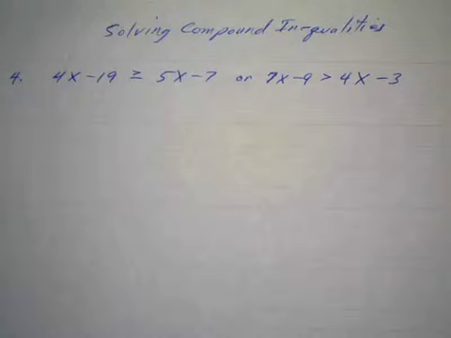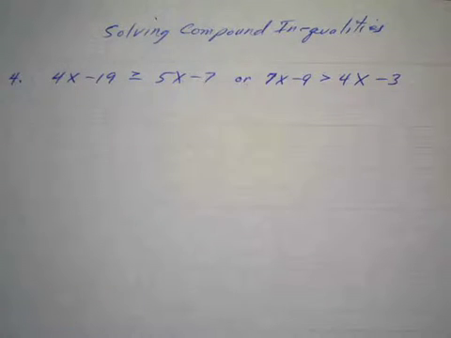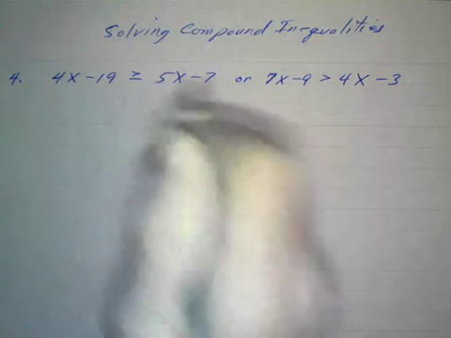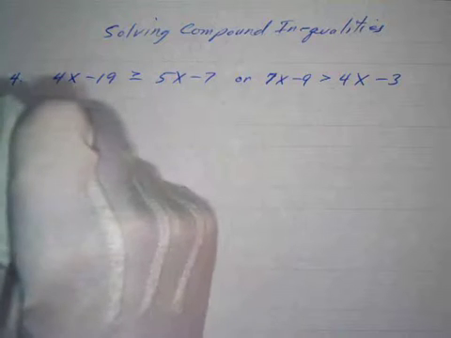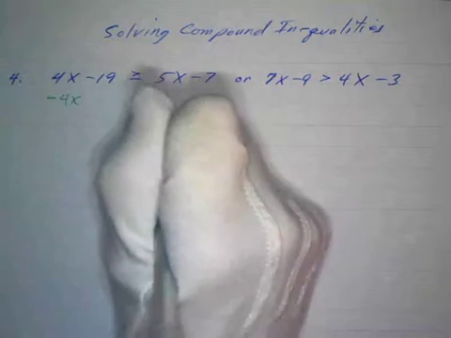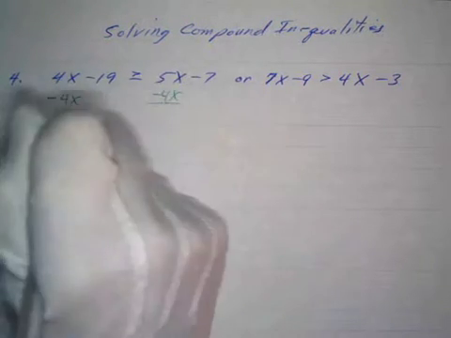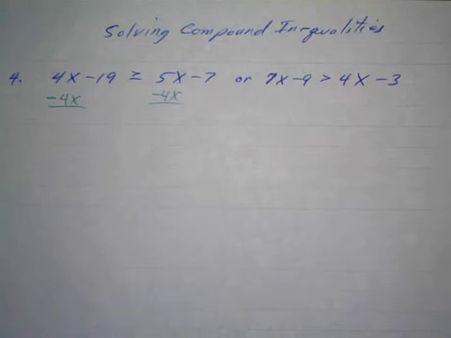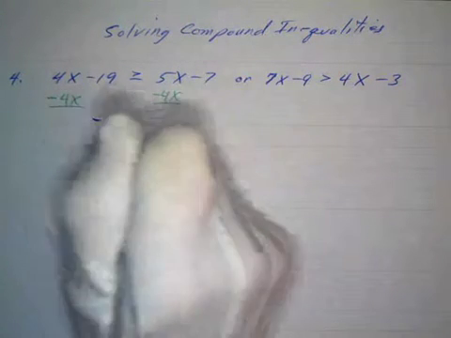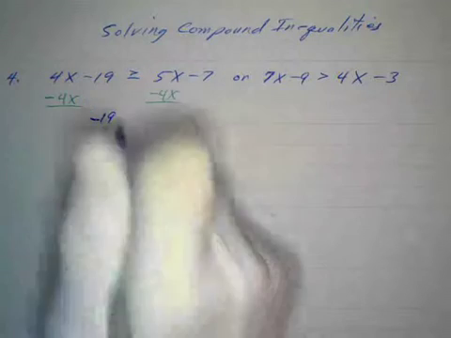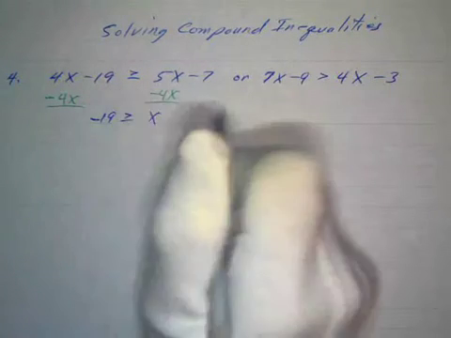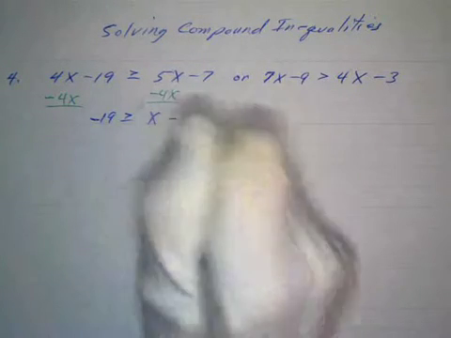There's some more compound inequalities, and this is a disjunction, an OR. But again, we just solve each of these and try to get them down to basic inequalities, and we graph our solution set. So here I'm going to try to solve for x. I'll try to keep my x's positive, so I'll subtract 4x from both sides. And 4x minus 4x is 0, so I've got negative 19 is going to be greater than or equal to x minus 7.